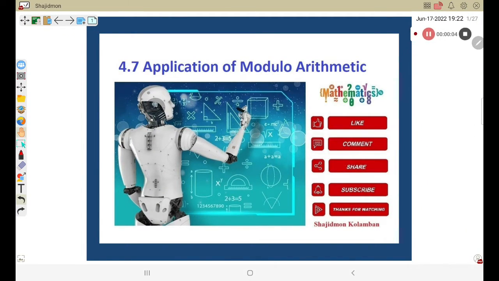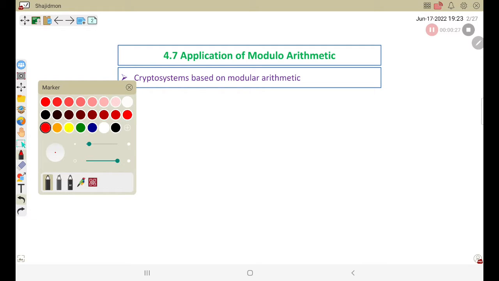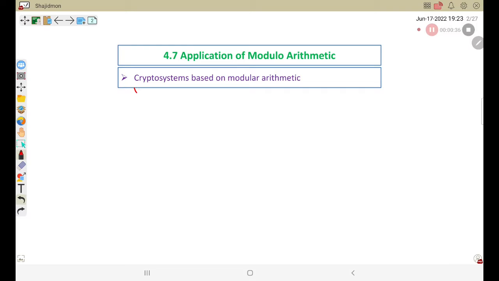Today we are discussing section number 4.7, application of modulo arithmetic. This is the last topic of chapter 4 from the course Mathematics for IT. In this chapter we are mainly discussing one small application of modular arithmetic: a crypto system based on modular arithmetic, where modular arithmetic is used in cryptography. So let's start the topic.